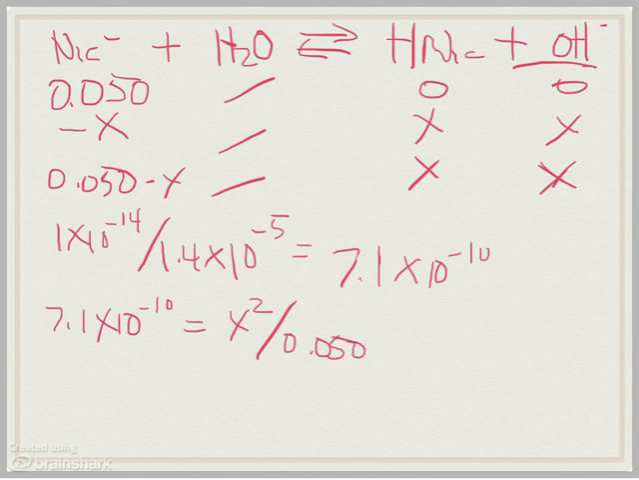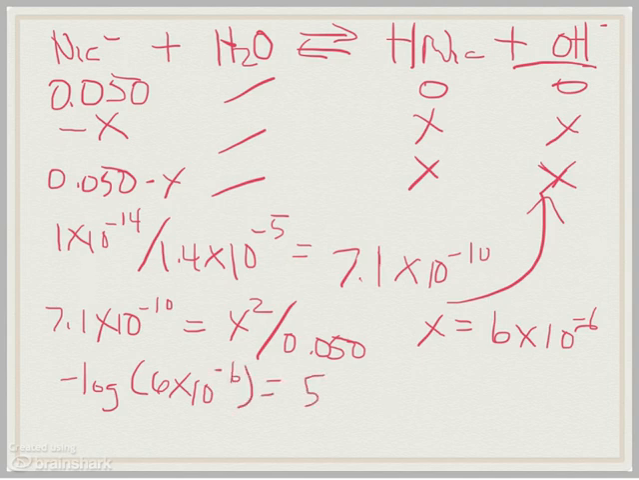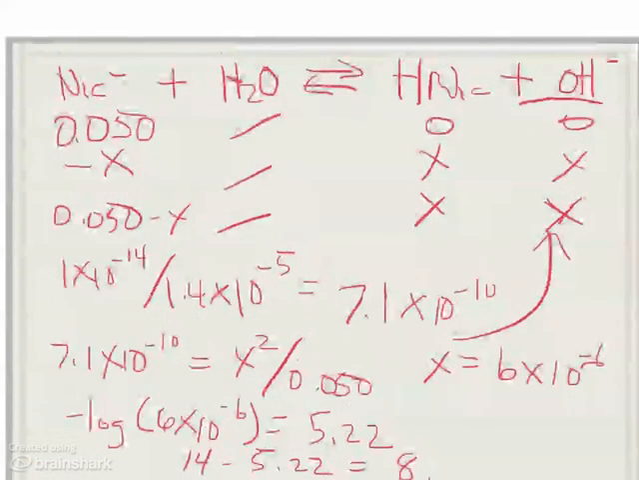We're getting rid of the negative x because we don't need it. And then if you were to find your x, in this case it'd end up being 6 times 10 to the negative 6. Now if you refer back to your ICE table, you can see that that is for OH. So if you were to take the negative log of this, that would actually just give us the pOH for this particular solution. So now we want to figure out the pH. So it would be 14 minus 5.22, and so we get 8.78.